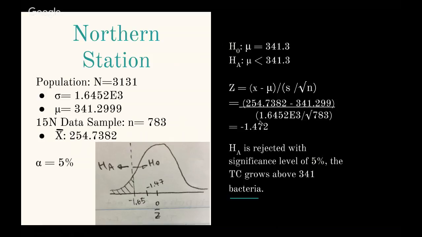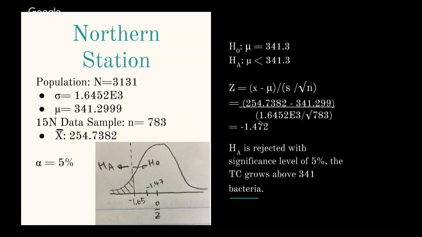For the hypothesis test for the northern station, we took a significance level of 5% for the type 1 error. And for both stations, we only took the data for station 15 for the northern and southern station and calculated the mean, standard deviation, and the sample size. We used the one-sided hypothesis test because we wanted to see if the TC falls under the population mean or if it does not. And we conducted the null hypothesis, as you can see, and the alternative hypothesis.